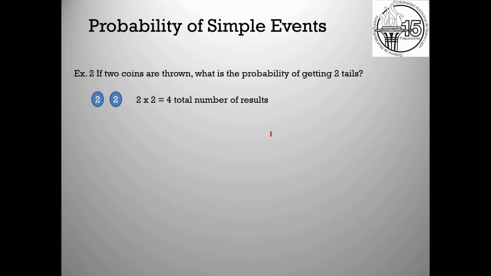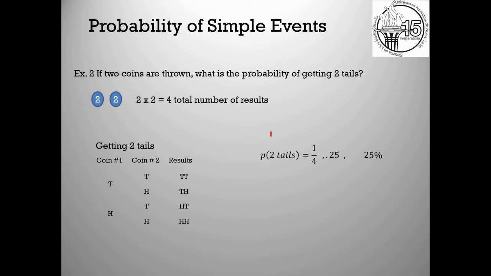Now we need to calculate all the favorable results of getting 2 tails. We will use a tree diagram and we will see that there is only one way to get 2 tails. So the probability of getting 2 tails by throwing 2 coins will be 1 out of 4, or 0.25, or 25%.